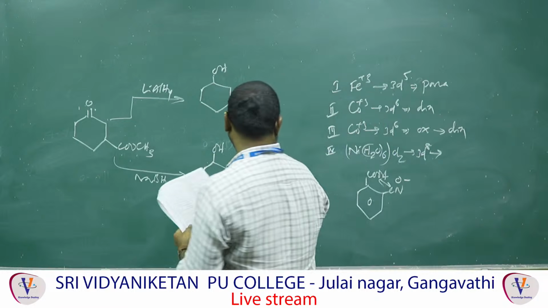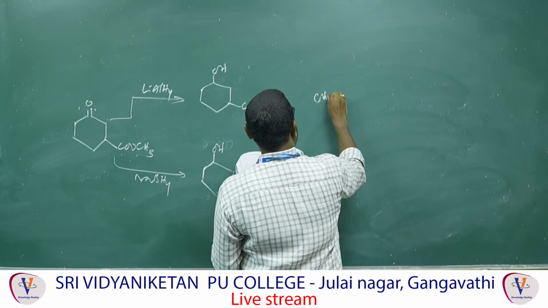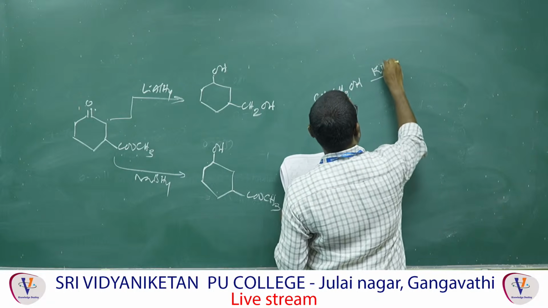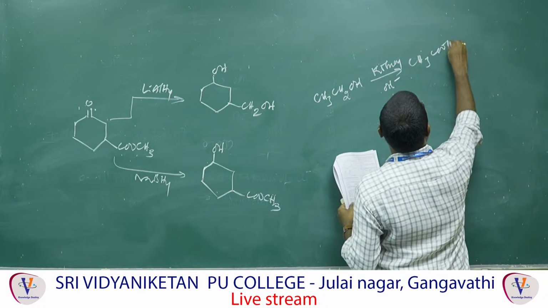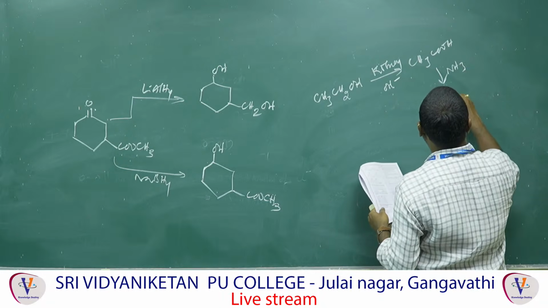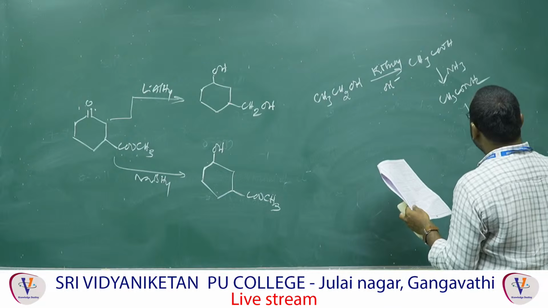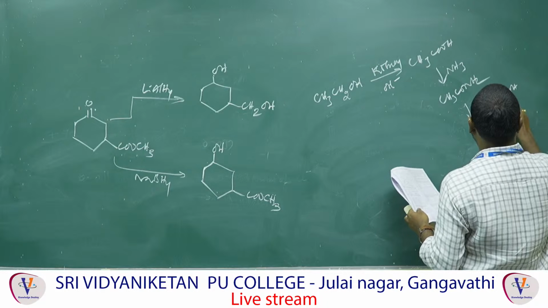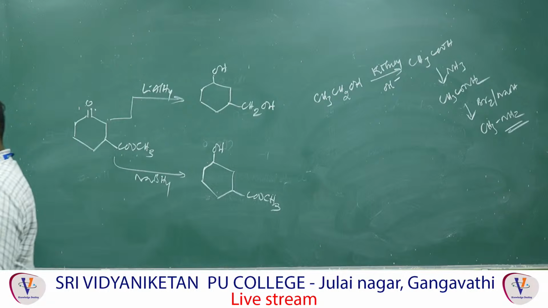64th question. CH3CH2OH, potassium permanganate and OH minus. Then we have a carboxylic acid. This carboxylic acid has to be treated with ammonia, and then it becomes an amide. An amide, when we have bromine and NaOH, so CH3NH2 is what we get. So the answer is methylamine, option 4.